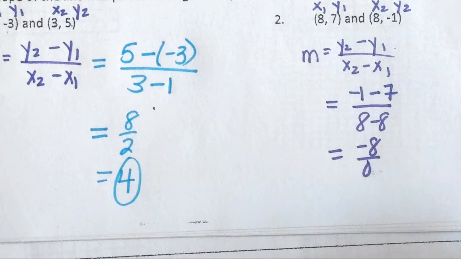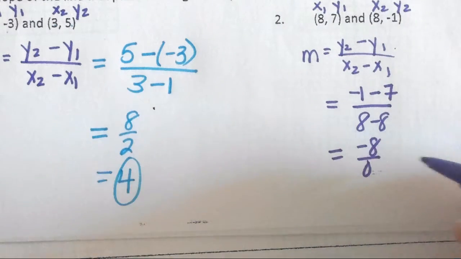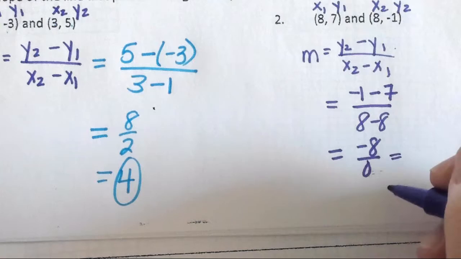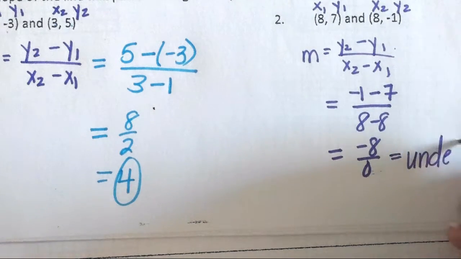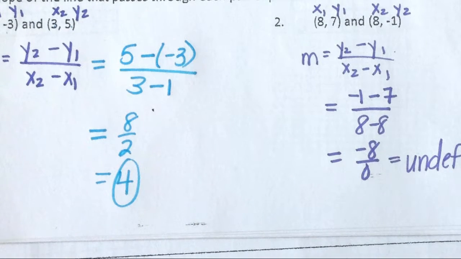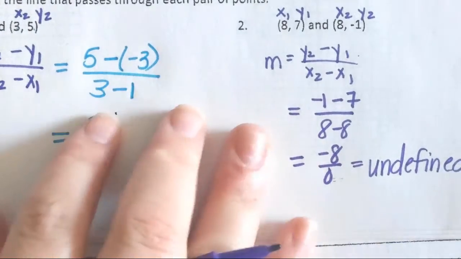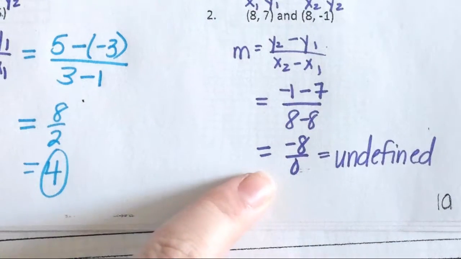So what do I write? We can't do that. We can't graph that. So we would write undefined. If there's 0 in the denominator, we call it undefined. If you want to abbreviate that, UND, UNDF, if you want to spell it out, I don't really care what that says. If you have 0 in the denominator, it's going to be undefined.